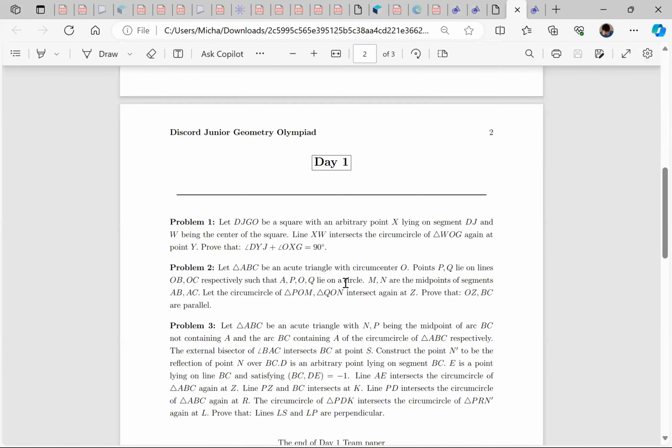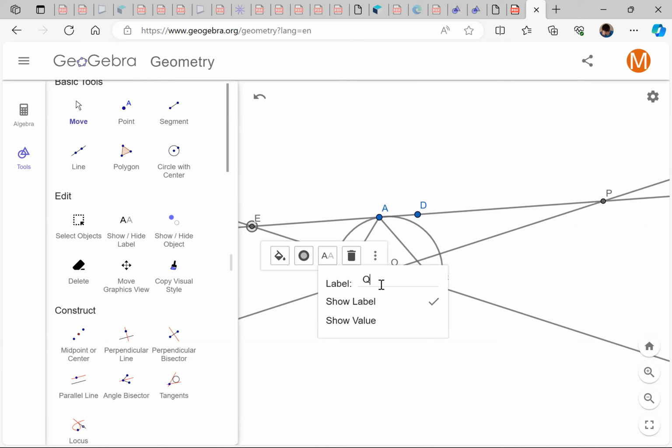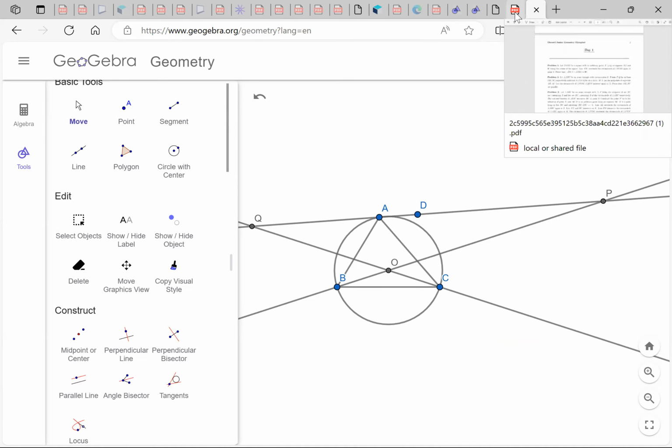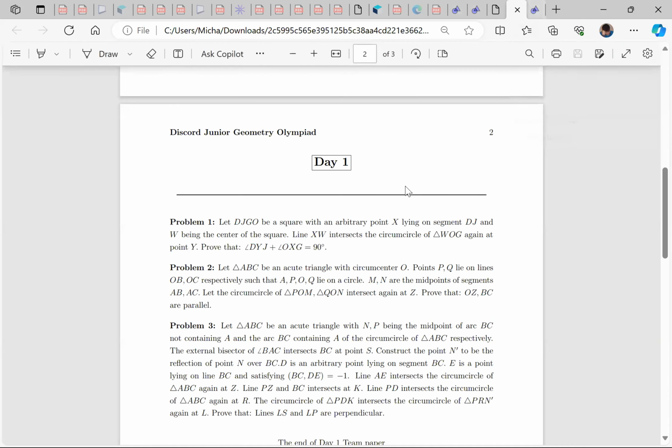A P O Q. P is on OB and Q is on OC. So this is P and this is Q. Okay. So now we have the P and Q. What about the M and N? So they're the midpoints. M is the midpoint of AB, N is the midpoint of AC.